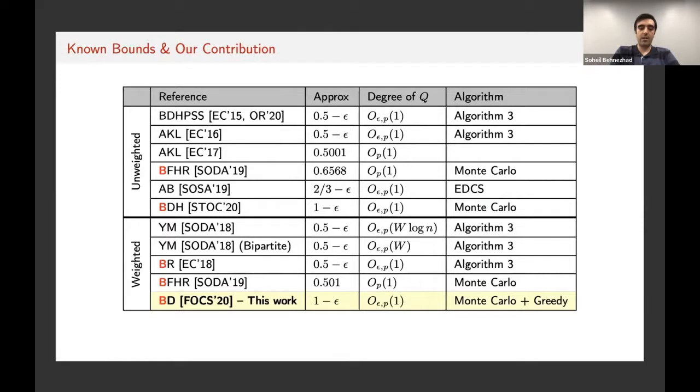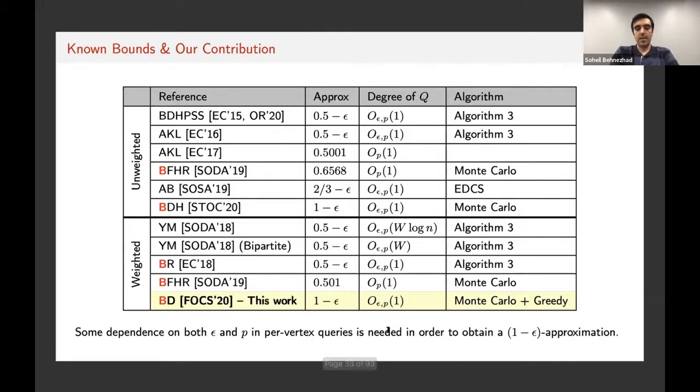We basically show that for the weighted case, the same guarantee can also be achieved. And we get a 1 minus epsilon approximation by querying only a constant number of edges per vertex for constant epsilon and P. And it's known that some dependence on both epsilon and P is necessary in the degree of our subgraph Q in order to obtain any 1 minus epsilon approximation.